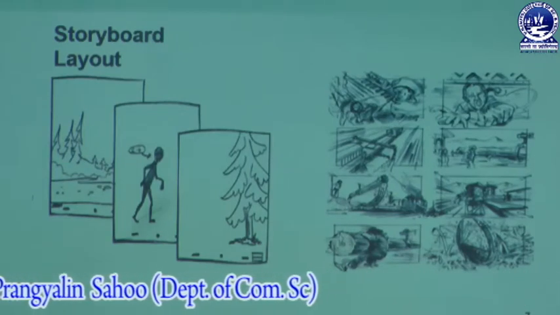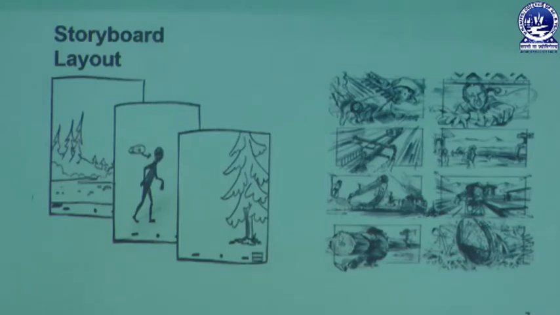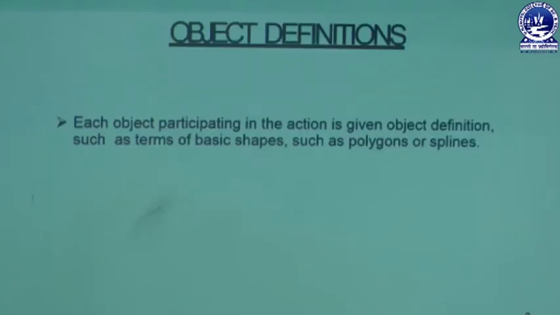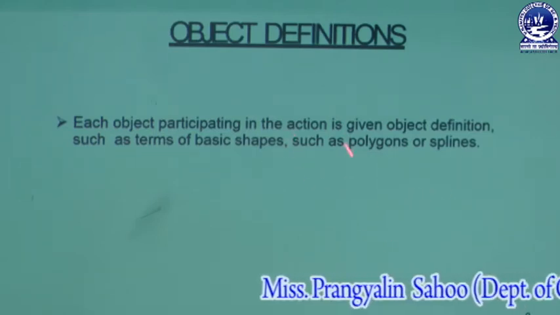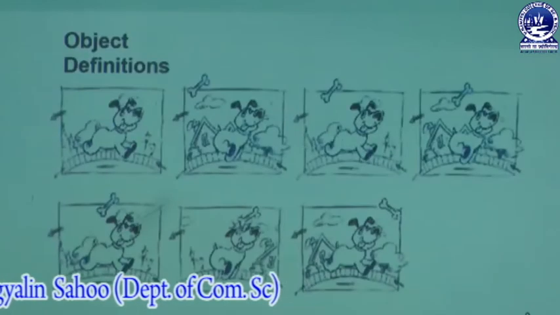As you know, the storyboard layout consists of all the sketched images as the sceneries provided. That means whatever sceneries are created using the story elements, the storyboard layout then collects all the sketched graphical elements. Okay, now we go to our next concept, that's your object definition. Here each object participating in the action is given an object definition in terms of basic shapes such as polygons or splines. That means the object definitions provide whatever graphical elements are used for the animation creation, and they are already stored. That means whatever actions are required, everything is predefined in the object definitions.